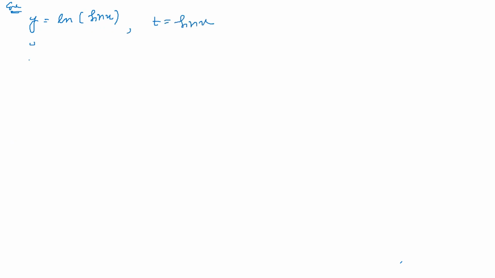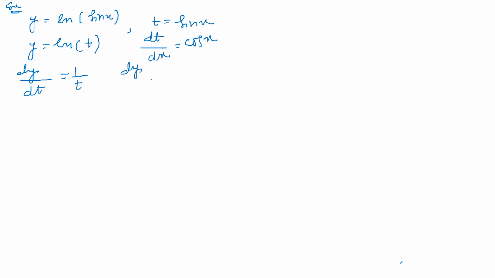So y is equal to how much? Ln t. Ln x derivative how much? 1 by x. So dy by dt is equal to how much? 1 by t. Derivative of ln t is 1 by t. And here t. So dt by dx will be how much? If t is equal to sin x, so dt by dx is equal to how much? Cos x. Got it? We want to find dy by dx. Dy by dx means dy by dt into dt by dx.